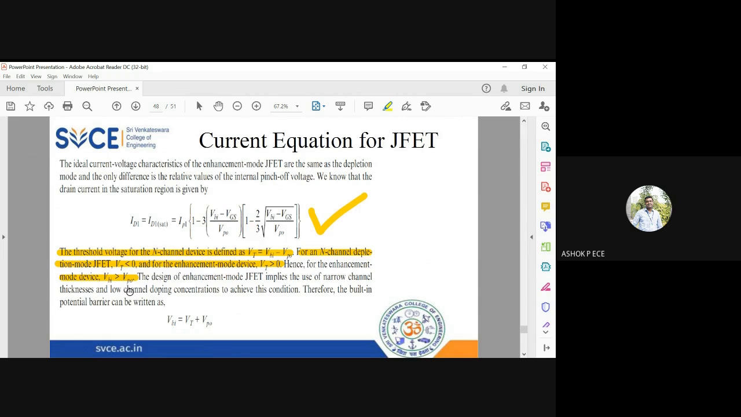So the design of enhancement MOSFET implies the use of narrow channel thickness and low channel doping concentration to achieve this.